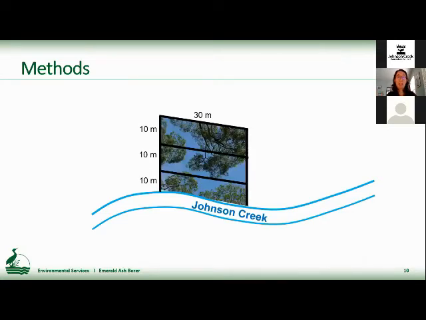So if you think about looking up and looking at the tree canopy within those different areas, and then looking at how much of it is composed of Oregon ash, we've combined that with a GIS analysis to look at the overall distribution across the watershed.